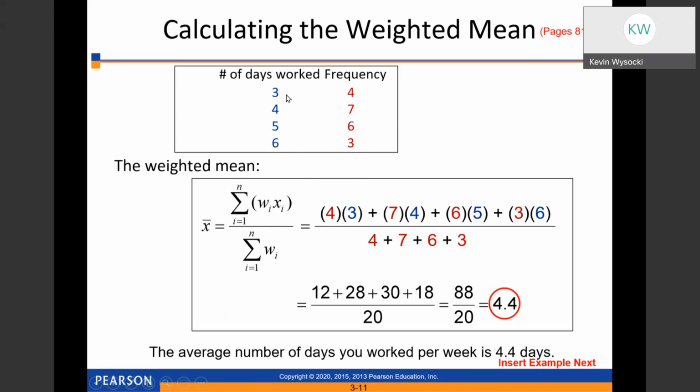On top, you multiply the raw score times the frequency and you add them. On the bottom, you add up the total frequency, and that should be your total N. So if we look at the values that we get, and then we'll look at how we would do this on an Excel spreadsheet, they multiply each of the numbers together, add them on top, and add the bottom. 88 divided by 20 is 4.4. That would be the average number of days worked for this sample size.